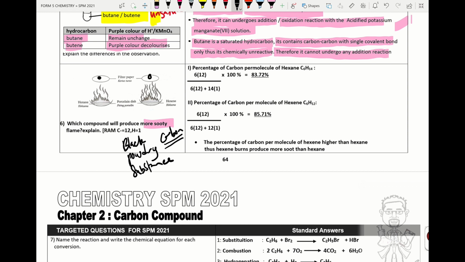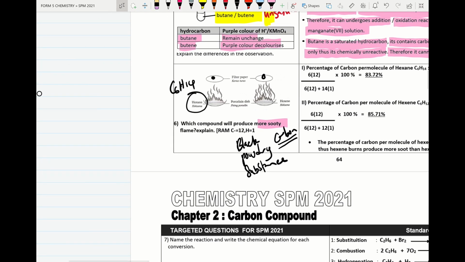All right, so please remember how to find the percentage of carbon. So here we have hexane. The formula will be C6H14. So we apply the formula CnH2n+2, we apply n equals 6 for hexane, so C6H, 12 plus 2, 14. So this is the answer.